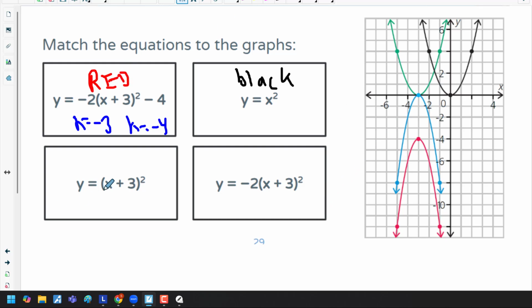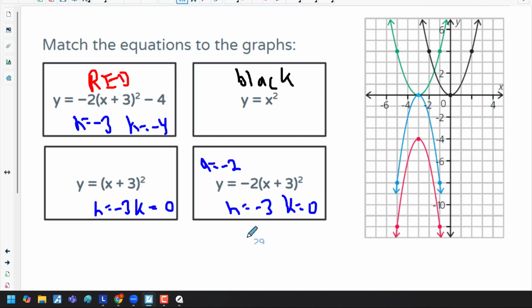What about this one here? What's my h value here? Well, my h value here is negative 3. My k value is 0. And in this one, my h value is also negative 3, and my k value is 0. The only thing here is this one has an a value of negative 2.